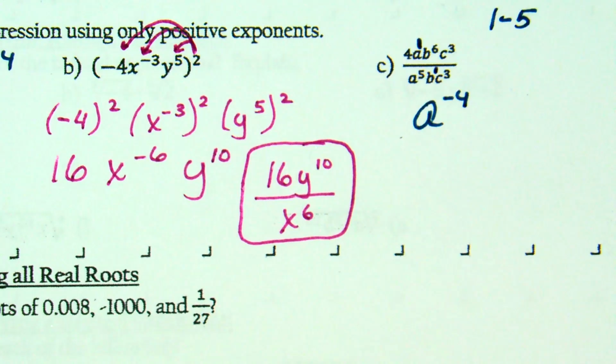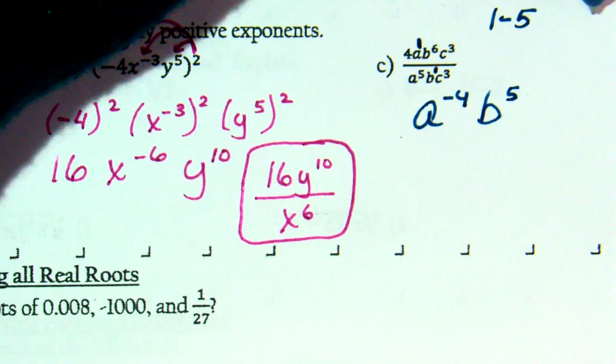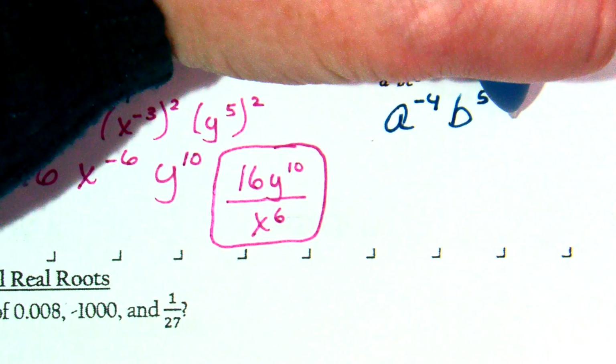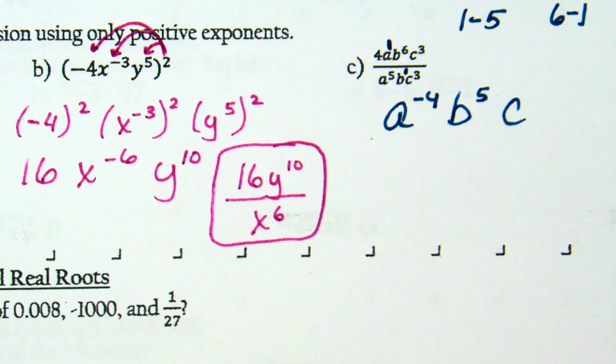B to the 6th divided by b to the 1st becomes b to the 5th. Because 6 minus 1 is 5, right? What about C's? So we can think of, okay, two different options here. First of all, 3 minus 3 is 0.